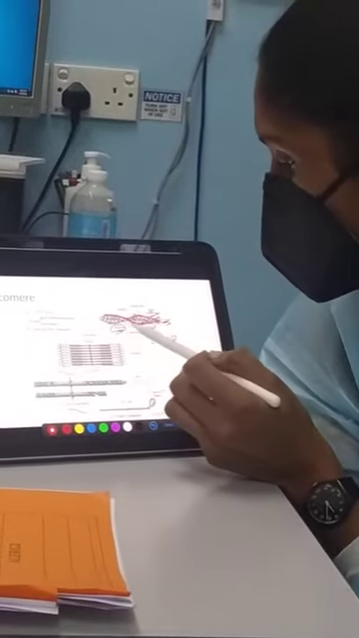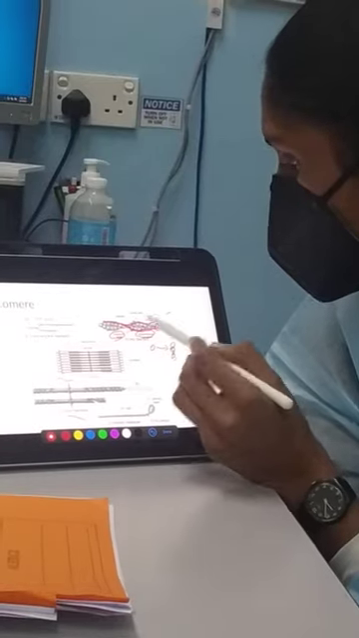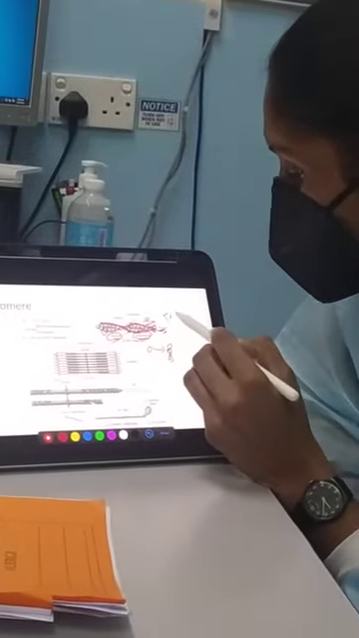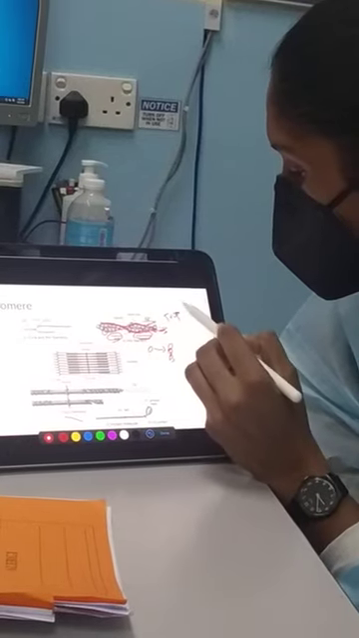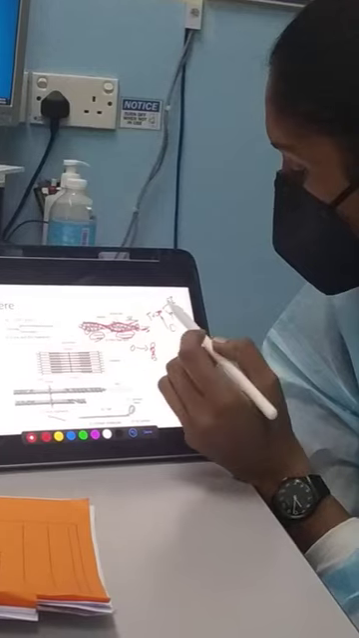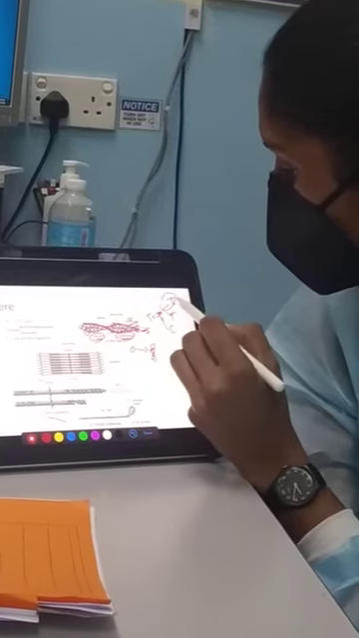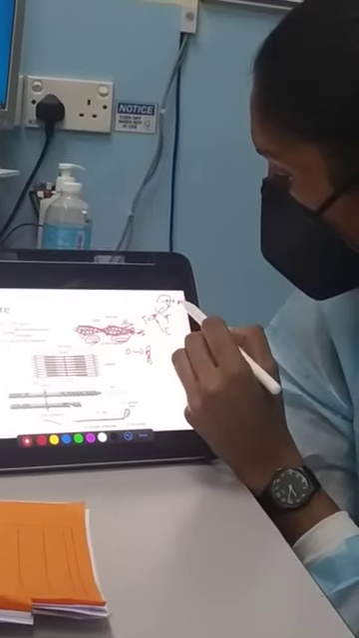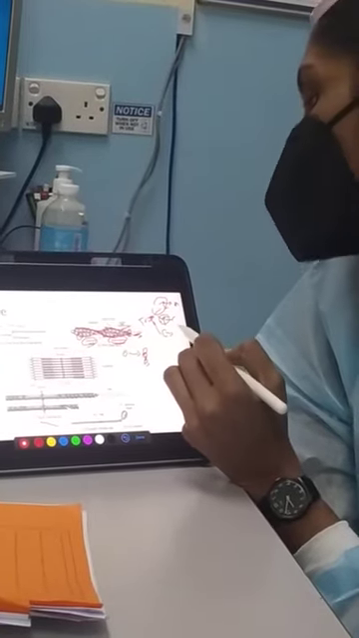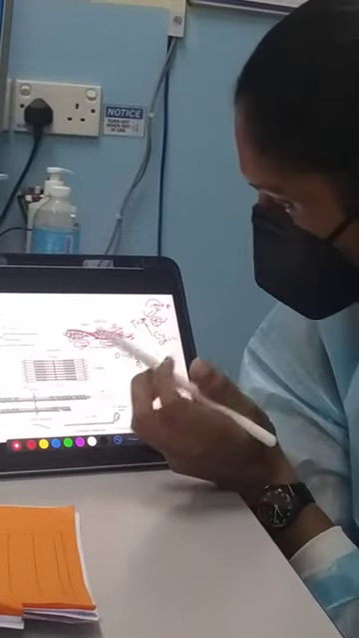Troponin has three subunits, which we call I, T, and C. The I usually binds to the actin, the T usually binds to the tropomyosin, and the C usually binds to calcium.